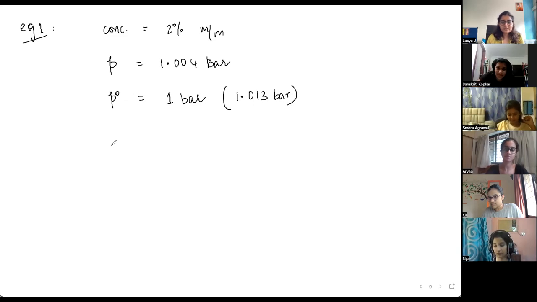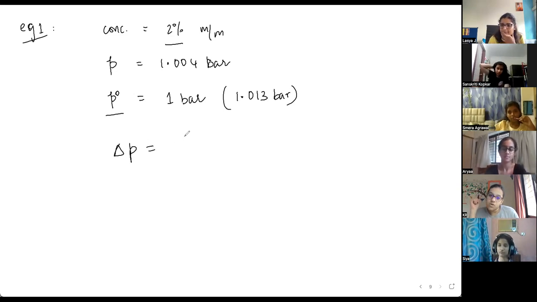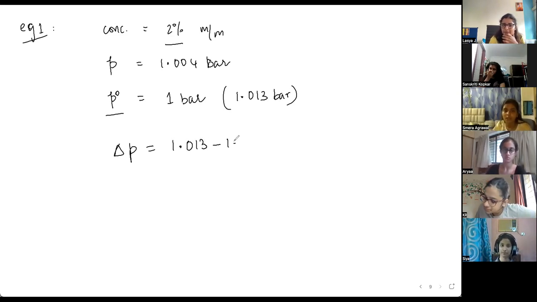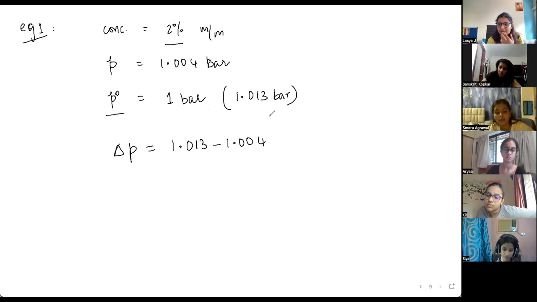Okay. So what do you know about the relation between concentration and this one? So relative lowering of vapor pressure. So okay, what is delta P equal to? P1 naught minus P1. 1.013 minus 1. I think we have to use 1.013 because 1.004 is greater than 1 bar, so it should not be negative. So they intended for us to use 1.013.